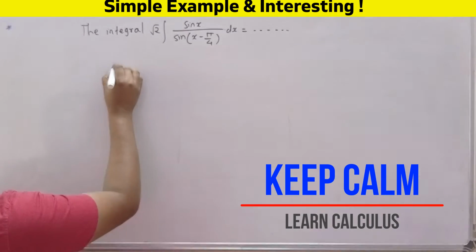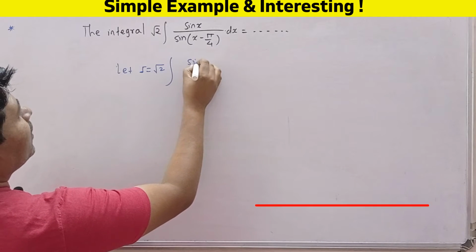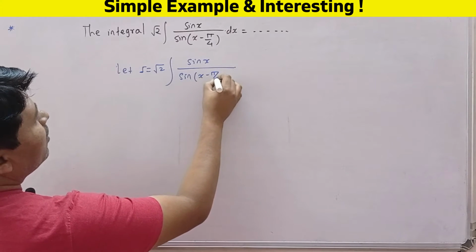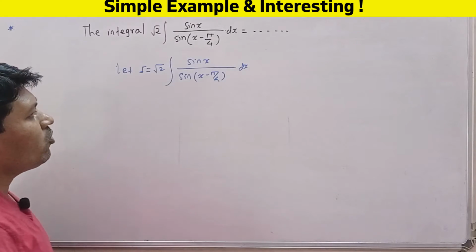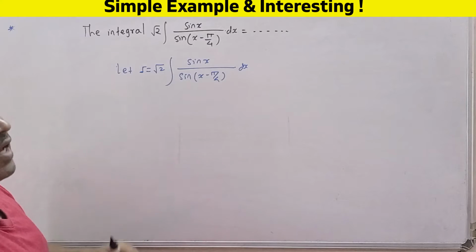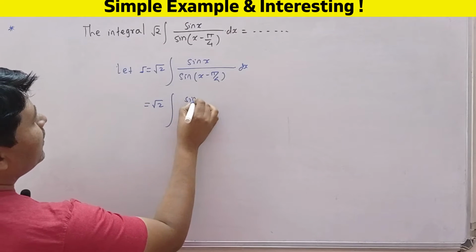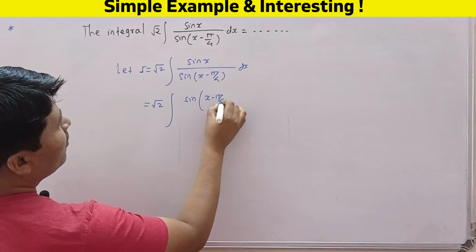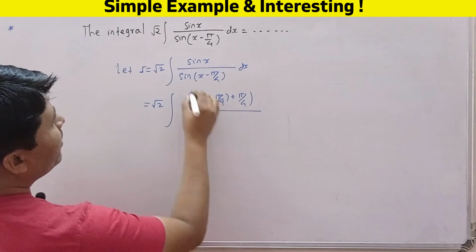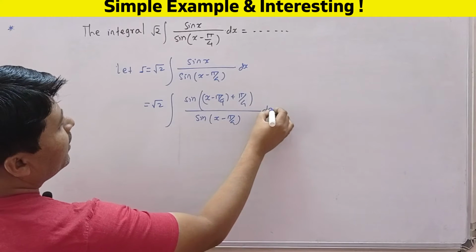Now consider I is equal to root 2 integration of sin x divided by sin(x minus pi by 4) dx. Here we observe in the denominator the term x minus pi by 4, so it can be arranged in the numerator as root 2 integration of sin((x minus pi by 4) plus pi by 4), bracket complete, divided by sin(x minus pi by 4), bracket complete, dx.